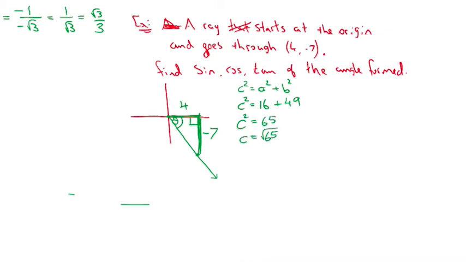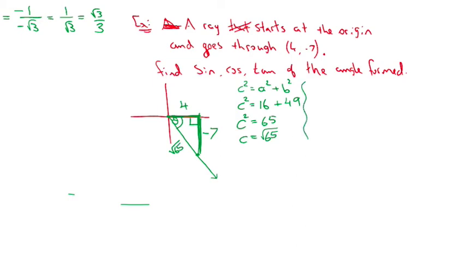Does that break down? 5 and 13, isn't it? So that doesn't break down. So this side is the radius, so it's going to be the positive square root of 65. You're never going to get a negative for that one.